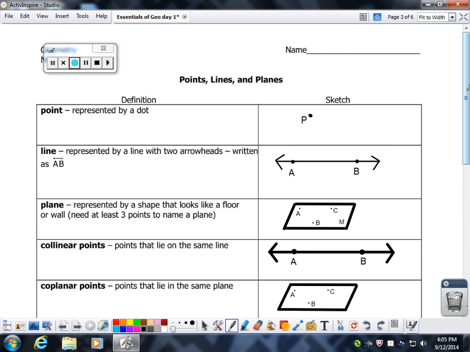Points, lines, and planes. There are several definitions and pictures to go along with the definitions. Your first definition is a point, which can be represented by a dot. And the sketch to the right is a picture of point P. Each point should be labeled with a letter. A line is represented by a line with two arrowheads, written as line AB. Notice the arrows on both sides.